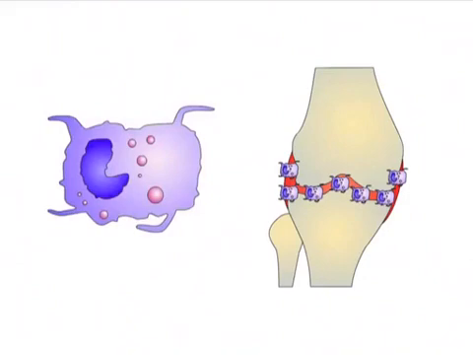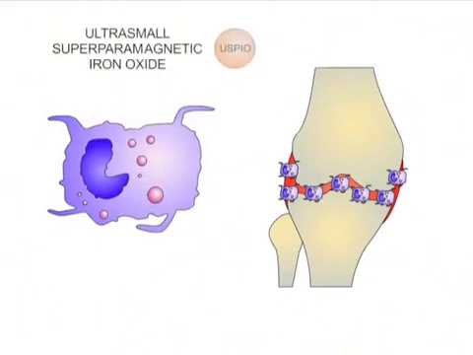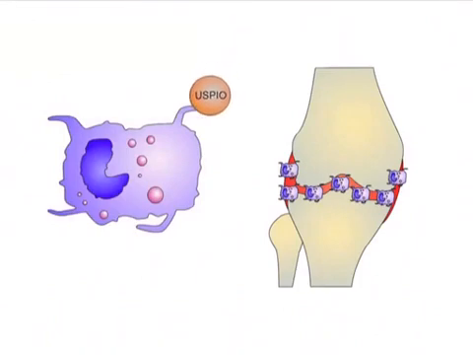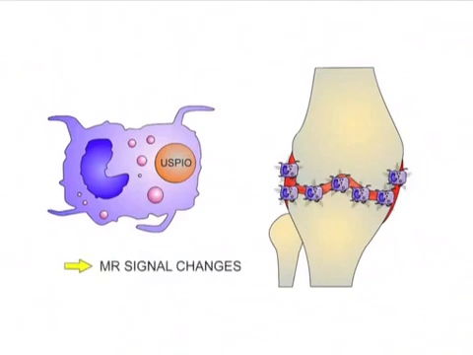Macrophages can be labeled using nanosize MR contrast agents such as USPIOs, ultrasmall superparamagnetic iron oxide. After intravascular administration, they are specifically taken up by activated macrophages. USPIO are composed of an iron oxide core with a crystal size of about 14 nanometers. They act as small magnets that generate MR signal changes within macrophage-containing tissues.